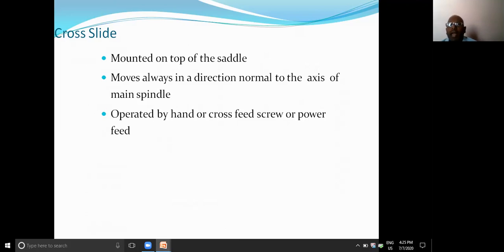That means without a human application, the cross slide moves perpendicular to the axis with a uniform feed rate. That is the advantage of the power feed or cross feed screw. But for small jobs, it is a waste to provide this power feed mechanism. For small components of smaller diameter, the best method is providing movement for the cross slide with the help of the hand wheel only.